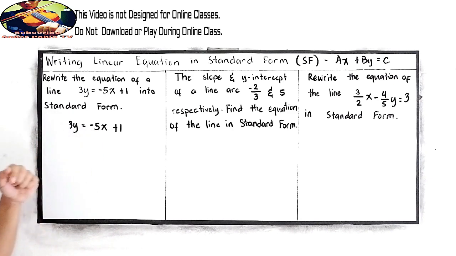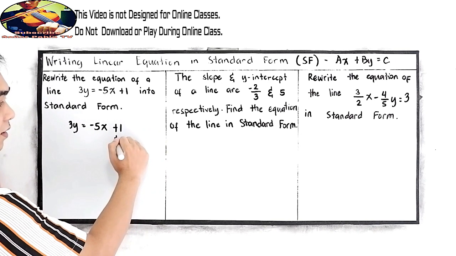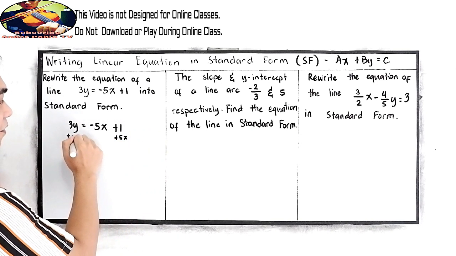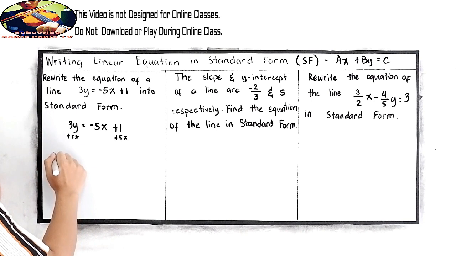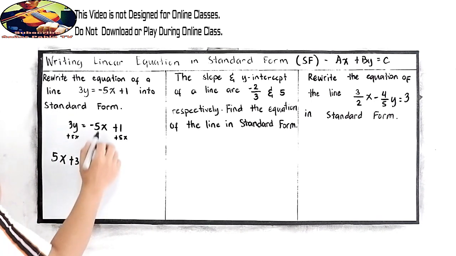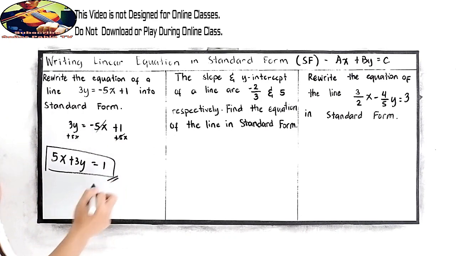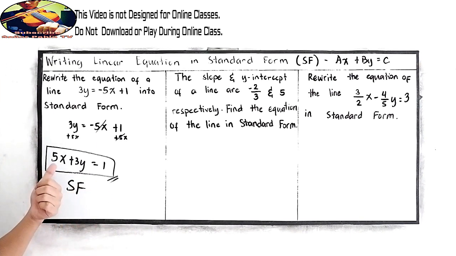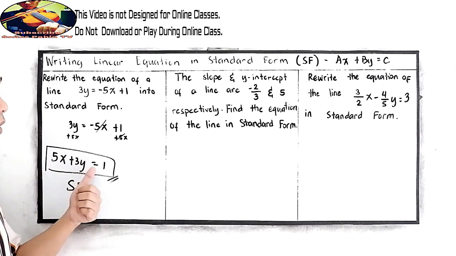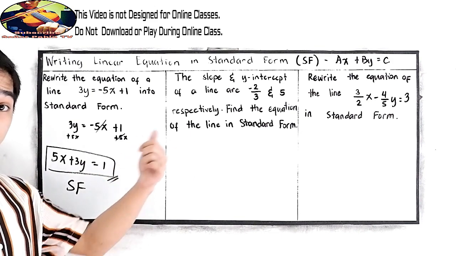So by addition property of equality, if we're going to add 5x and another 5x, this will become 5x plus 3y is equal to, this will be cancelled out, positive 1. So our standard form is 5x plus 3y is equal to 1. Let's proceed to number 2.